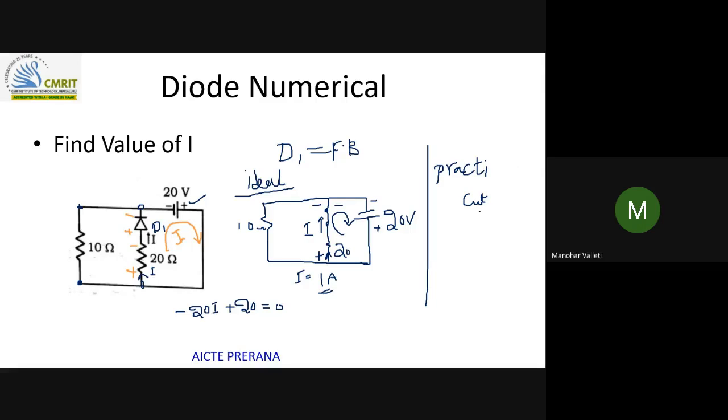If it is a practical diode, you need to replace it with the cut-in voltage, 0.7. If nothing is mentioned, I will always assume it is a silicon diode. Until it is mentioned in the problem that it is a germanium diode, I will always assume silicon and replace with the cut-in voltage 0.7. Now the equivalent circuit becomes, replace with the cut-in voltage.